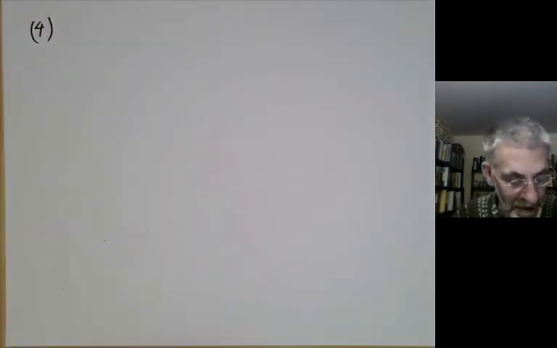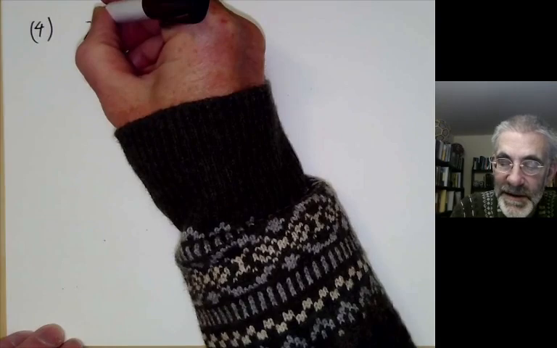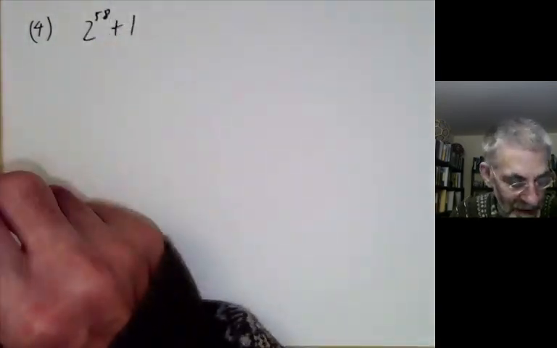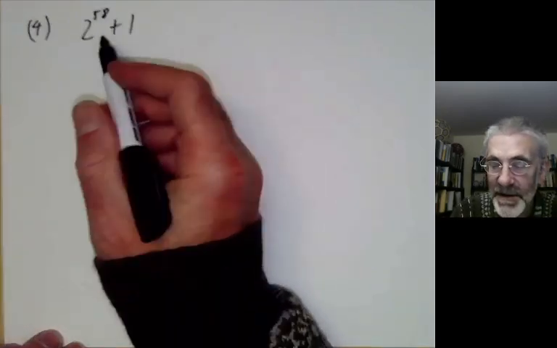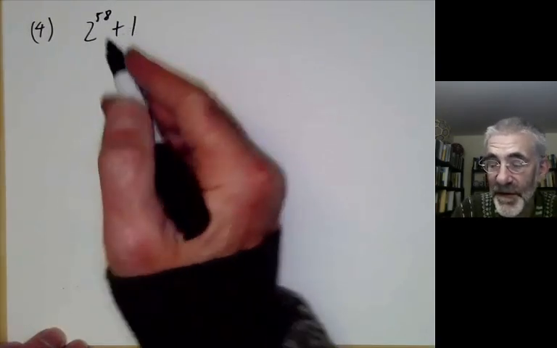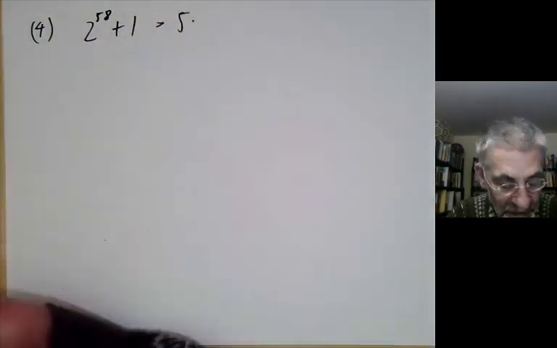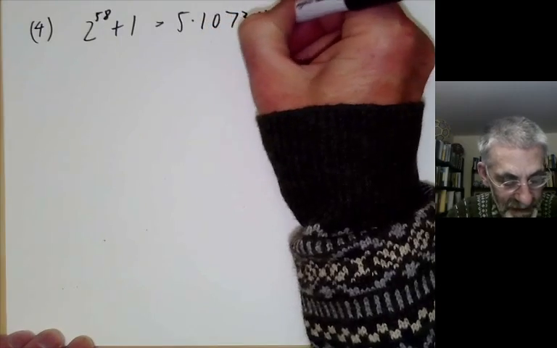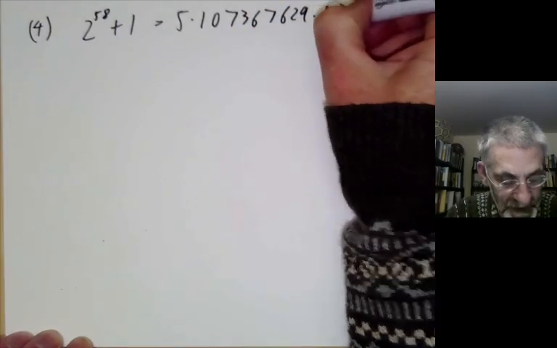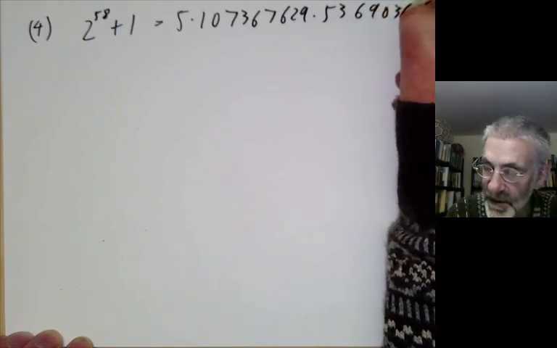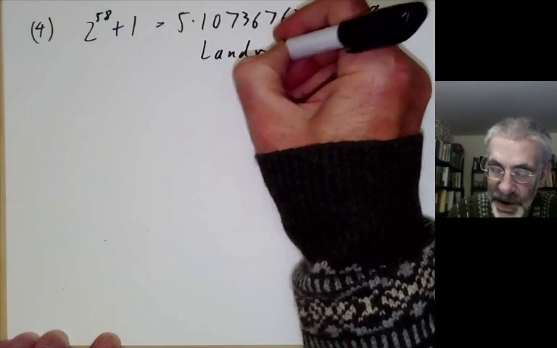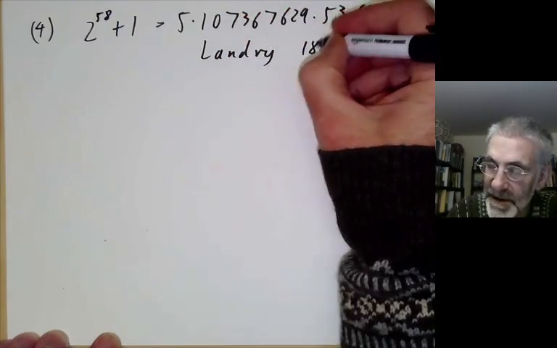So for the next example, let's start with a historical example. Back in the 19th century, people were very interested in factorising expressions like p to the n plus or minus 1. For instance, you can do 2 to the 58 plus 1, which has an obvious factor, 5. And it's got two other factors, 107367629 times 536903681. This was found after immense labour by some guy Landry in 1869.